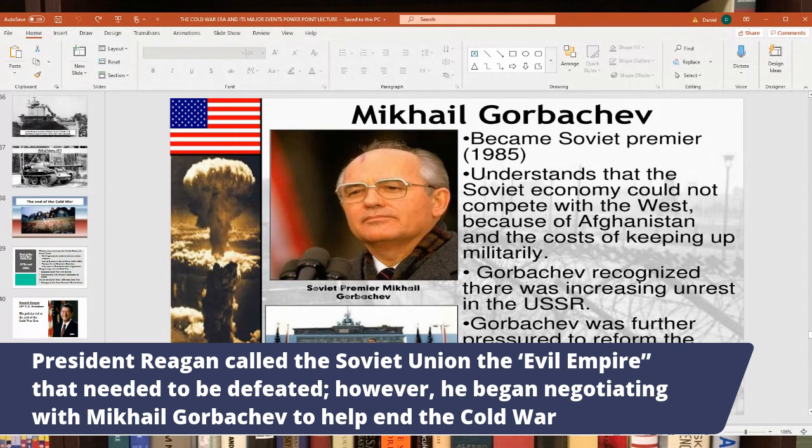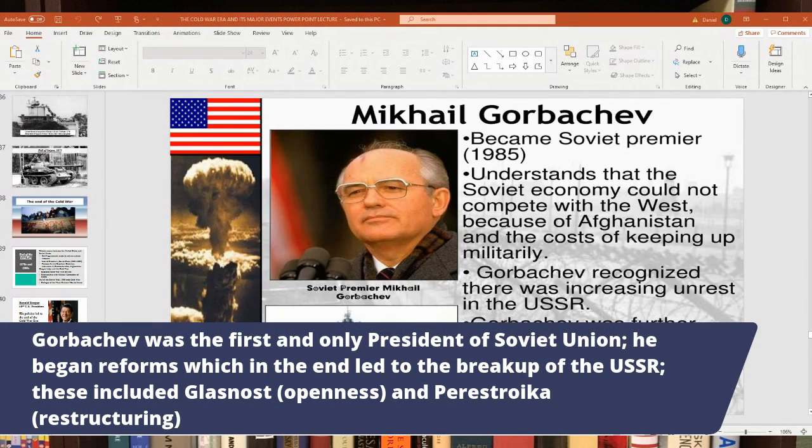That maybe he could help to ease the tensions and maybe lead to the end of the Cold War. And Gorbachev was the last communist leader of the Soviet Union, because it collapsed in 1991. In fact, he was the president of the Soviet Union, the only one they had. And Gorbachev came up with these new ideas to change the Soviet Union, hoping to maybe save it internally. He came up with two ideas called glasnost and perestroika.